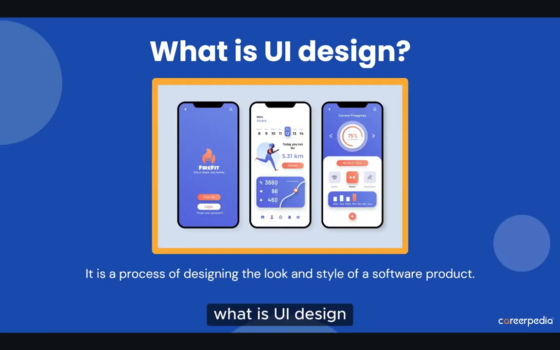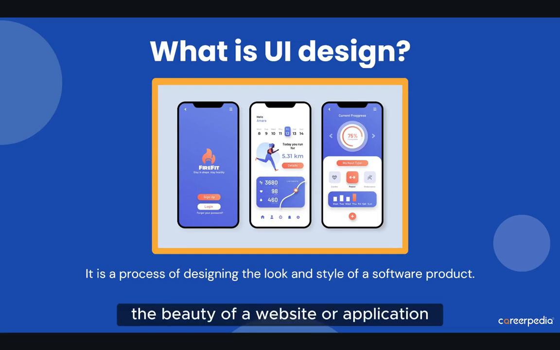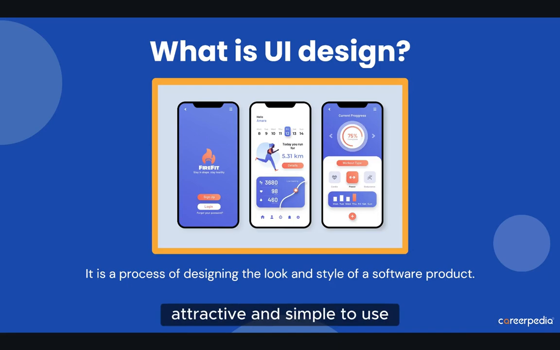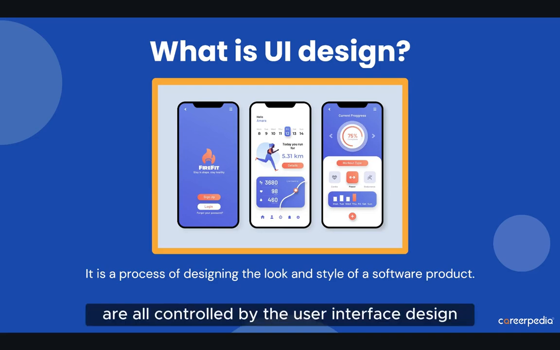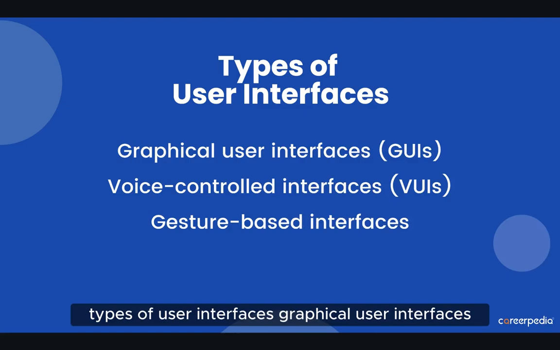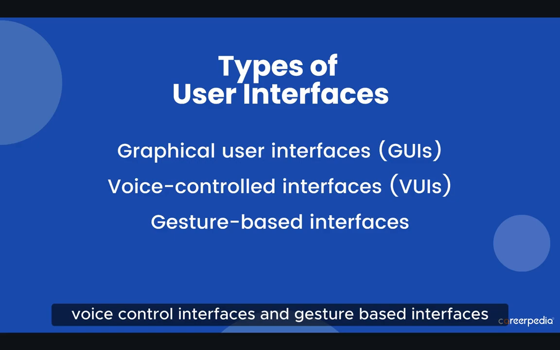What is UI design? It highlights interface design, the beauty of a website or application, and makes sure a navigation system is both visually attractive and simple to use. A product's look, interactivity, usefulness, behavior, and overall feel are all controlled by the user interface design. Types of user interfaces: graphical user interfaces, voice controlled interfaces, and gesture based interfaces.